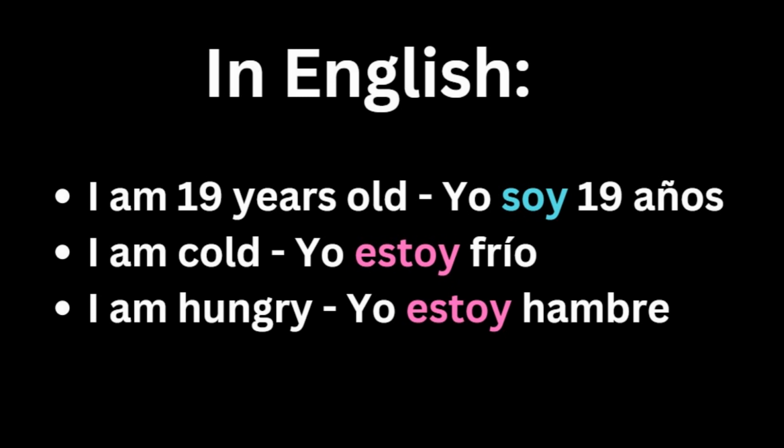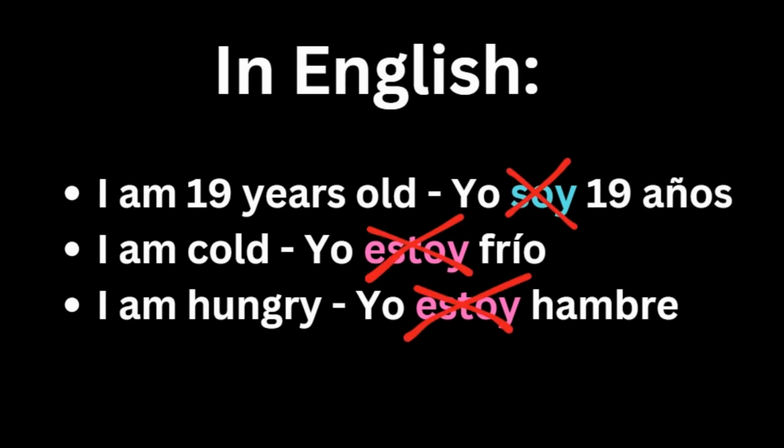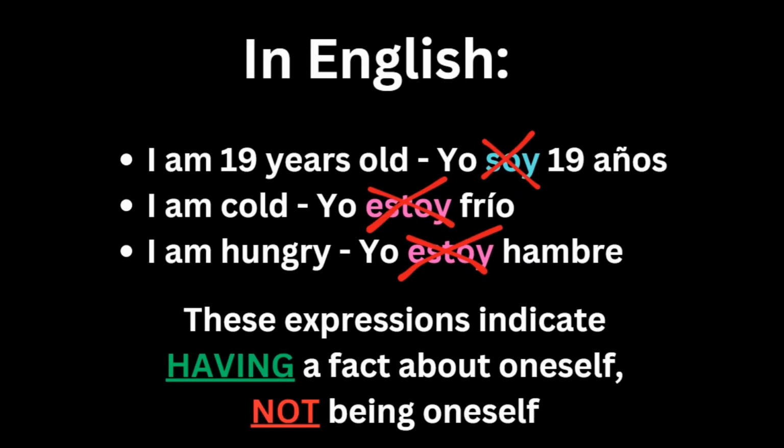Some of you might make arguments that using ser and estar is the right way to go, because by saying yo soy 19 años, I'm factually stating this about myself, which is why ser is used. And for phrases like estoy frío or estoy hambre, I'm using estar because I'm indicating that I'm feeling cold or hungry right now, and my feeling will change in the future. As crazy as it sounds, Spanish says that you cannot use the verbs ser and estar because these are expressions that indicate having a fact about oneself rather than factually being that oneself.